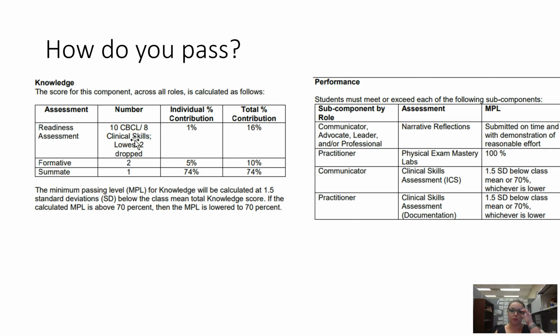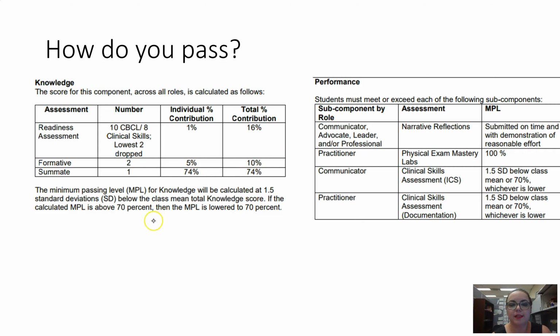So your 2 lowest scoring, or if you're really sick and you can't make it one day and you get a 0, you drop that one, that's fine, because you get to drop 2. So that goes for 1% each, or 16% of the grade. You have 2 formative assessments, which are worth 5% each, and that's 10% of the grade. And then the remainder of it comes from the 74%.